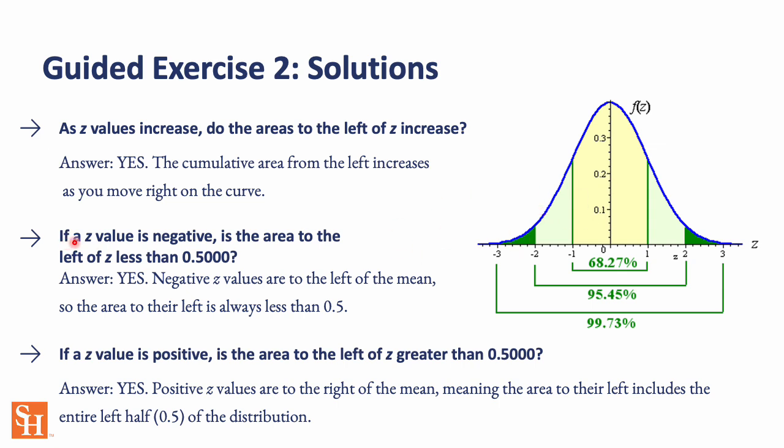So the next question is, if Z value is negative, is the area to the left side of Z less than 0.5? So here, look into this.